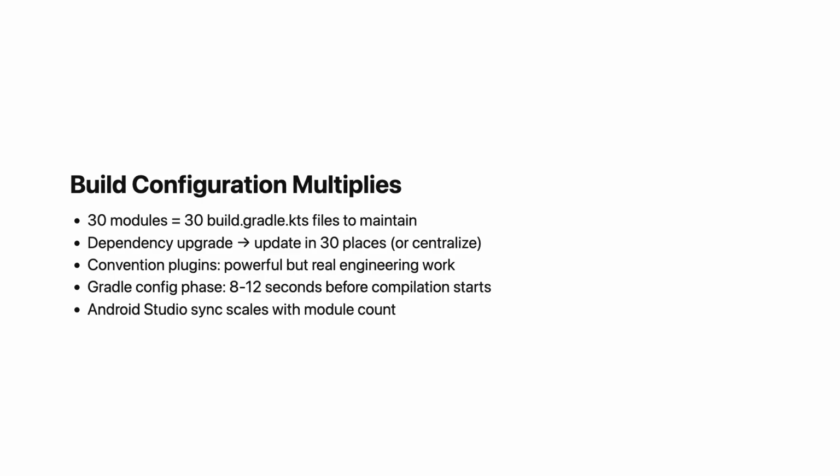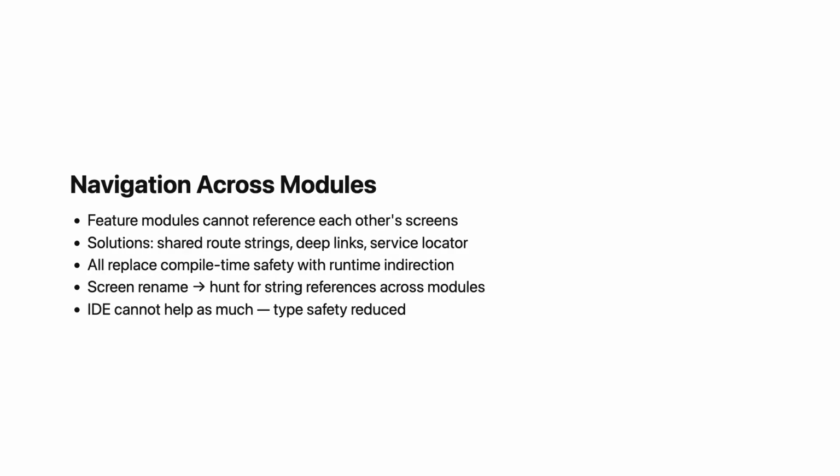You can use a shared navigation module that defines routes as strings or sealed classes. You can use deep links. You can use a service locator pattern where each module registers its screens. You can use the navigation component with global actions.